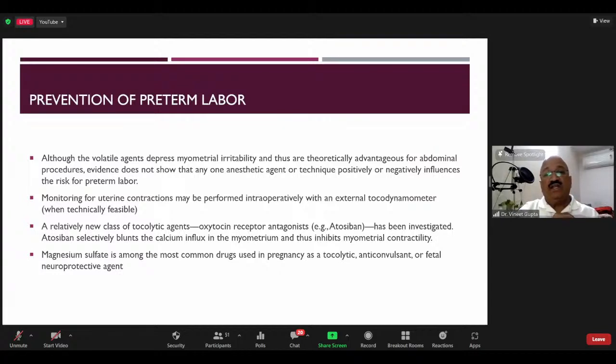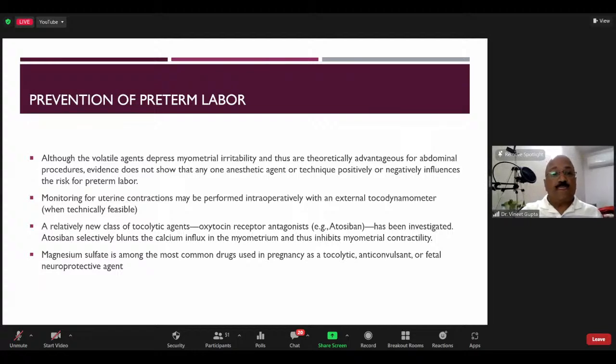Monitoring for uterine contraction may be performed intraoperatively with an external tocodynamometer when it is technically feasible. But be careful while applying it the first time, and if it is hampering the surgical procedure or delaying the surgery, the overall benefit is not much compared with the time taken. It's better to finish the surgery in 20 minutes than to apply the tocodynamometer for 20 minutes and delay the surgery for 2 hours.